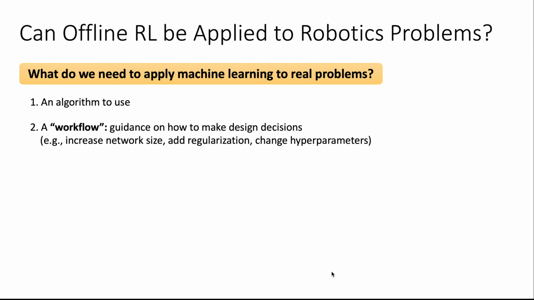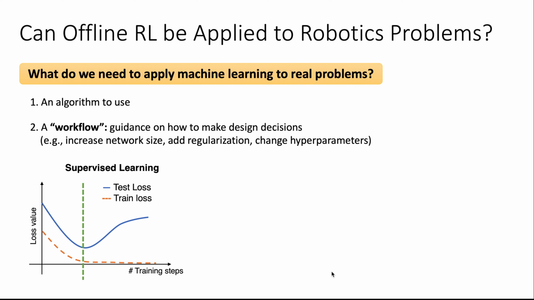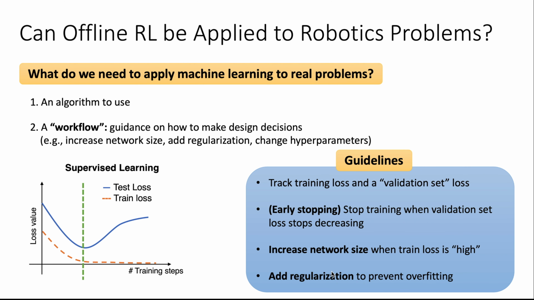And second, we need a set of workflow or guidelines which can be used by a practitioner to make a lot of design decisions, such as when to increase or decrease network size, when to add regularization, when to change certain hyperparameters. Using a combination of both of these factors, a practitioner can effectively apply machine learning algorithms to their problems. For example, they could measure some sort of a validation loss by keeping a held out validation subset of the data, perform some sort of early stopping if they see that the validation loss starts increasing even though the train loss is decreasing. They could increase the network size if the training loss is still high, and add all sorts of regularization using these metrics.